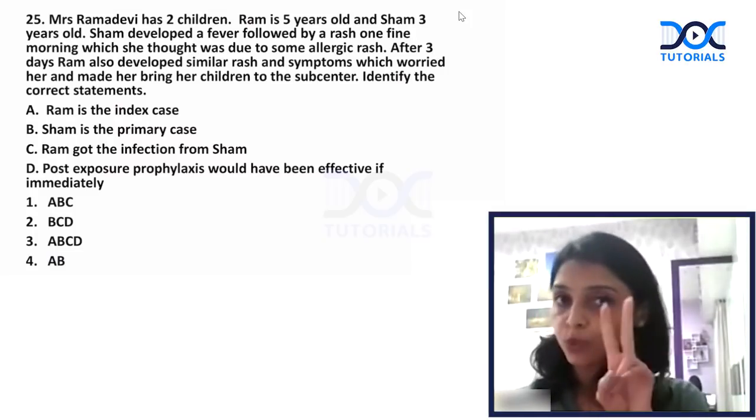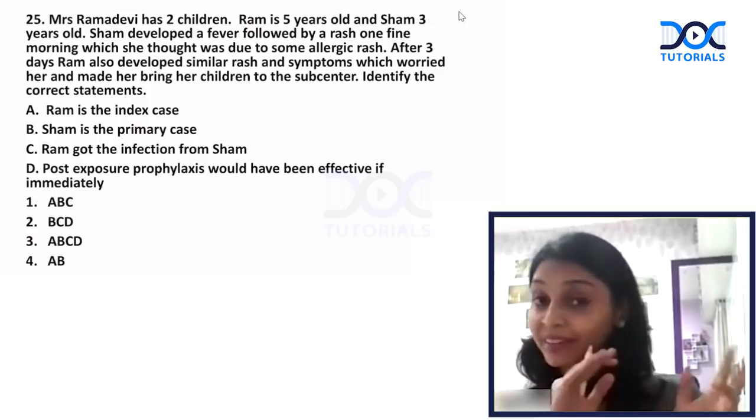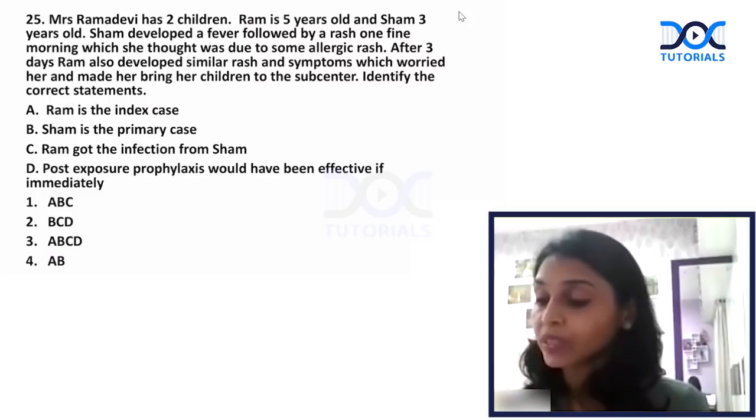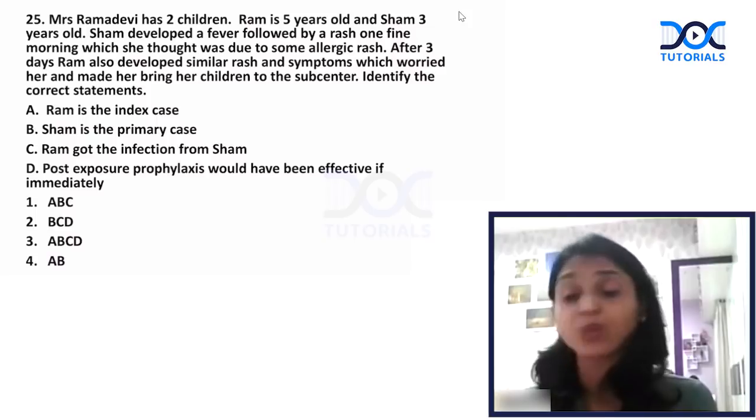Mrs. Rama Devi has 2 children, Ram and Shyam. Like you see in movies, right? Ram and Shyam. Ram is 5-year-old and Shyam is 3-year-old. Shyam developed a fever followed by rash one fine morning, which she thought was due to some allergic rash, and she ignored.